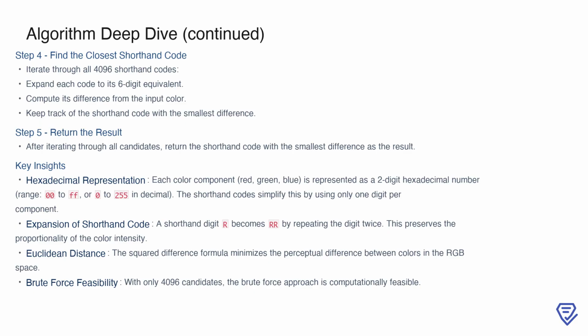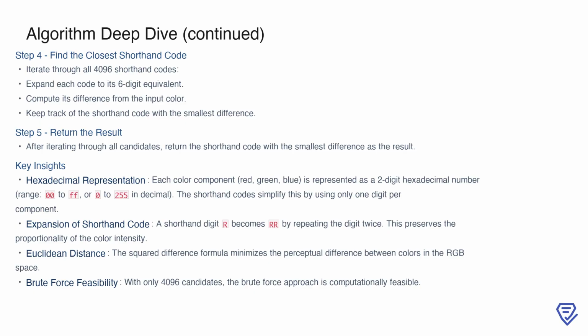There are a few key insights to note here. First, in hexadecimal representation, each color component ranges from 00 to FF, or 0 to 255 in decimal. The shorthand simplifies this by using only one hexadecimal digit per component. Second, the expansion of a shorthand digit by repeating it ensures that the intensity of the color component remains proportional. The squared difference formula allows us to calculate the Euclidean distance in the RGB color space, which is a natural way to quantify color similarity. Lastly, because there are only 4,096 candidates, this brute force approach is computationally feasible, making it a practical solution to the problem.